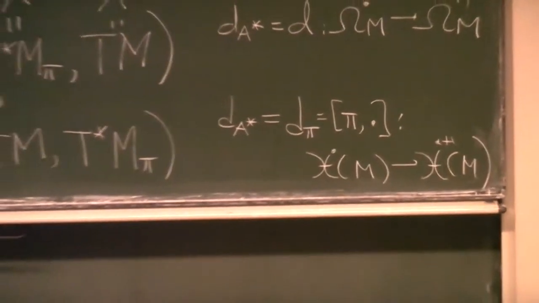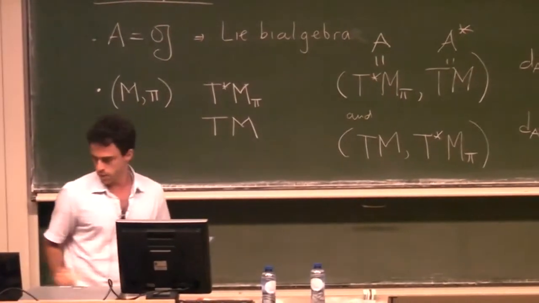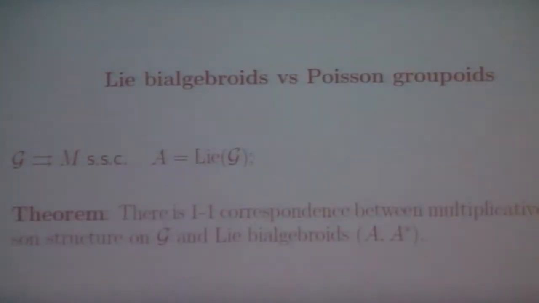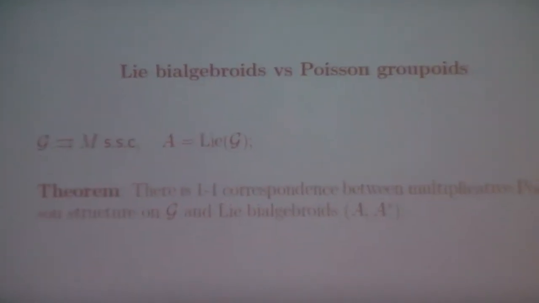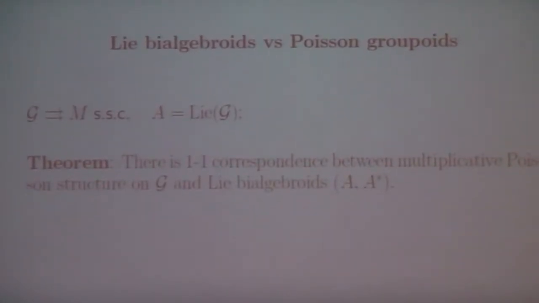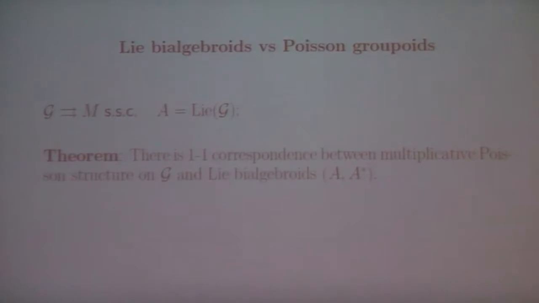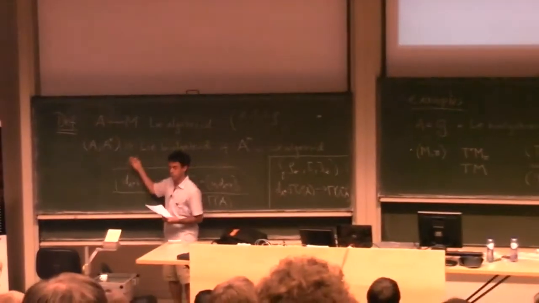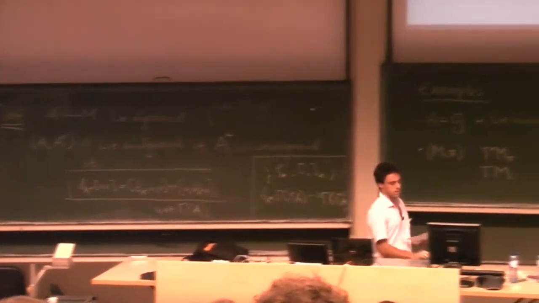Okay, so what the infinitesimal global theorem in this context is, is this. Suppose again that you have a Lie groupoid that is source simply connected, and take A to be its Lie algebroid. And the theorem is that there is a one-to-one correspondence between multiplicative Poisson structures on the Lie groupoid, that is to say Poisson groupoid structures, and Lie bialgebroids, that is to say, operators like this on the Lie algebroid of the groupoid. Okay? So here is how you do that, at least in the easy direction.